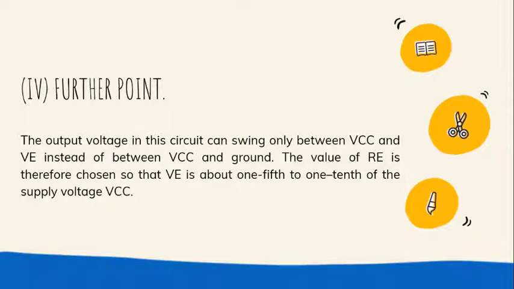Number three is a further point. The output voltage in this circuit can swing only between VCC and VE instead of between VCC and ground. The value of RE is therefore chosen so that VE is about 1/5 to 1/10 of the supply voltage VCC.